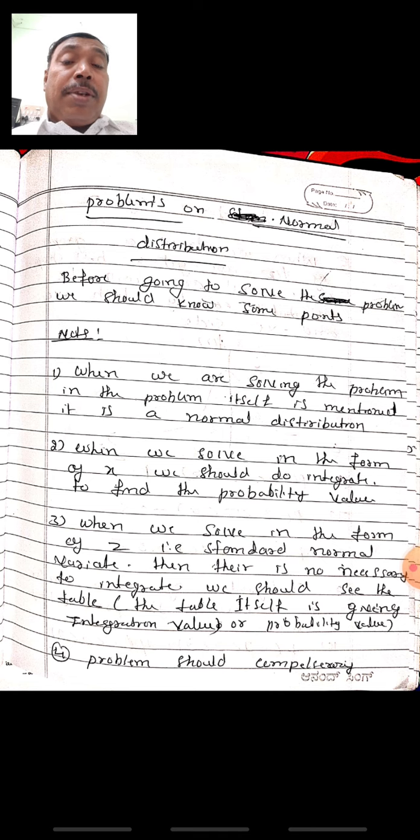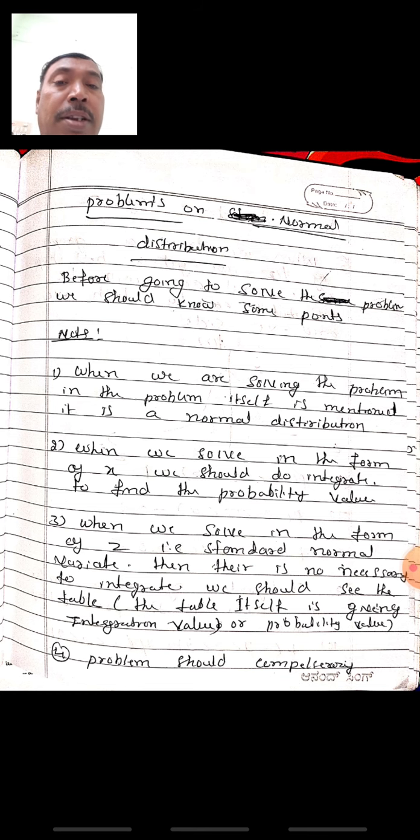Once you solve in x, you should do the integration. But once you solve in z, you need not do the integration. The direct integration value will be given in the table. By seeing the table, we can write the probability value. That is one advantage in the normal distribution.